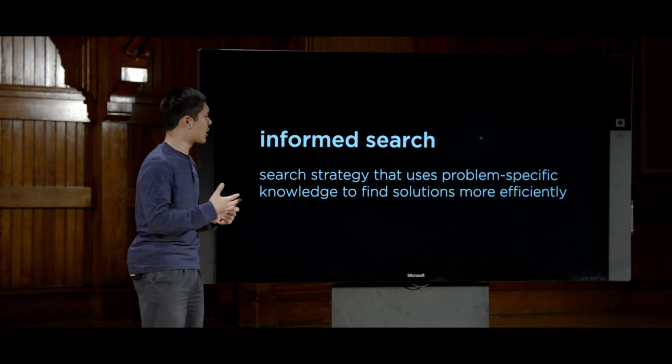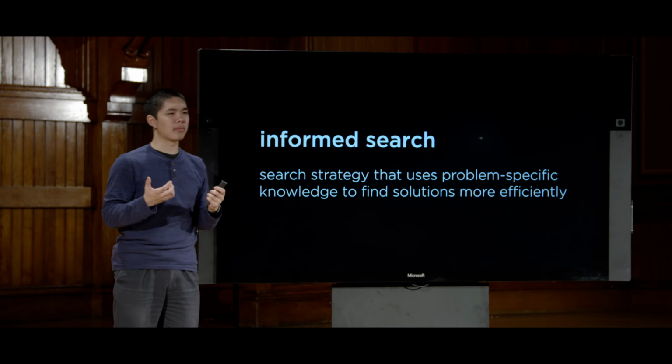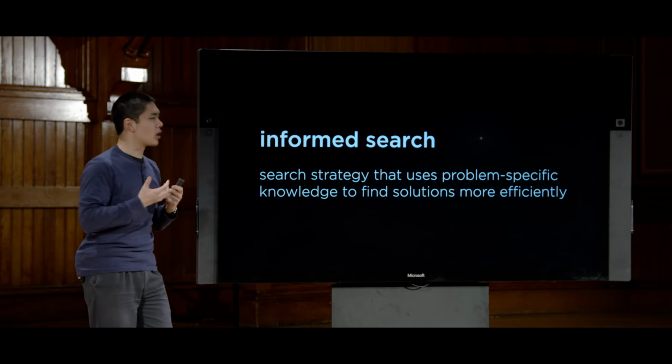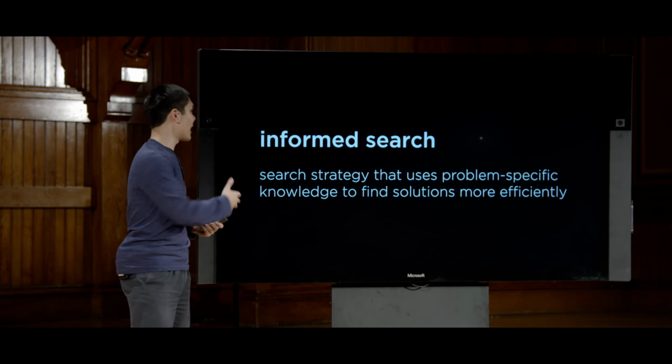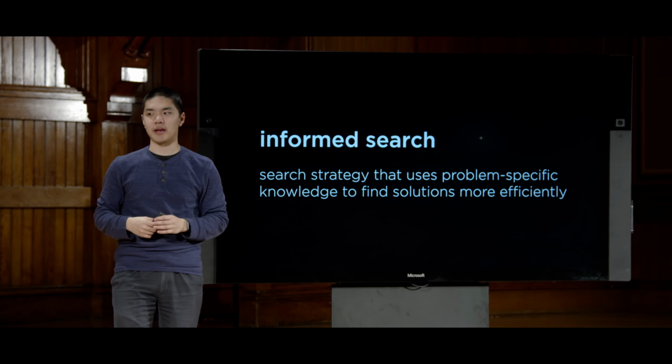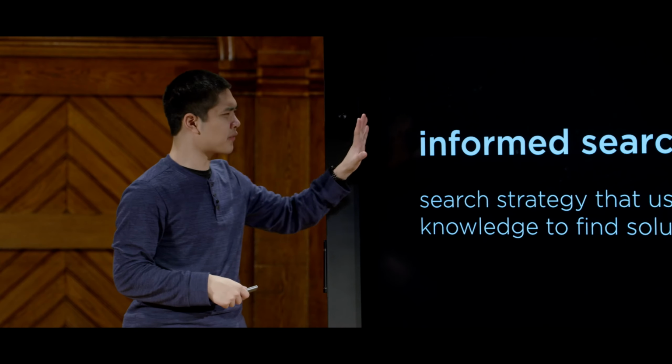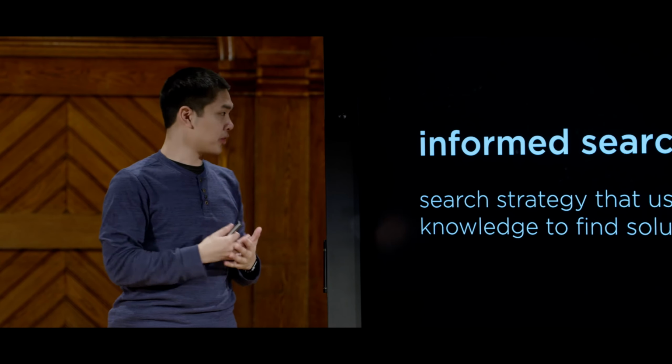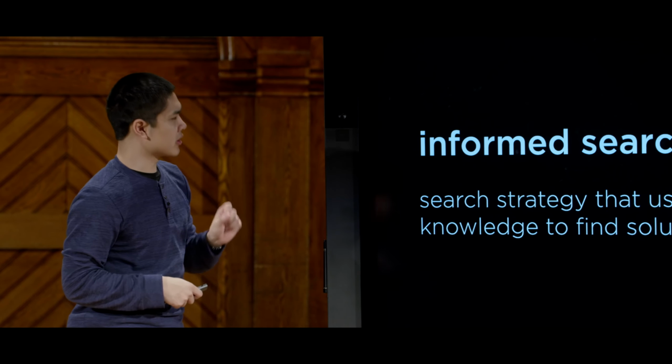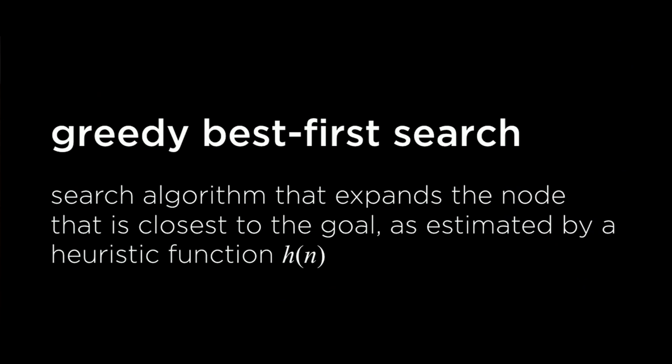And this is something we can only know by thinking about this problem and reasoning about what knowledge might be helpful for our AI agent to know a little something about. There are a number of different types of informed search. Specifically, first, we're going to look at a particular type of search algorithm called greedy best first search.